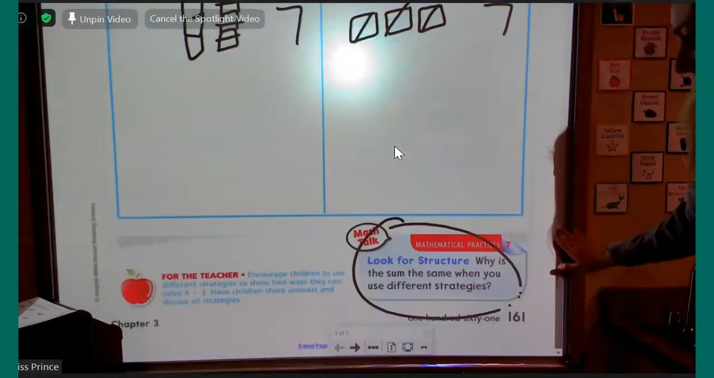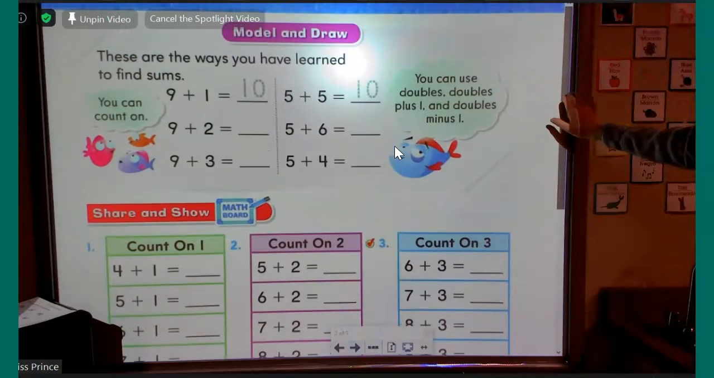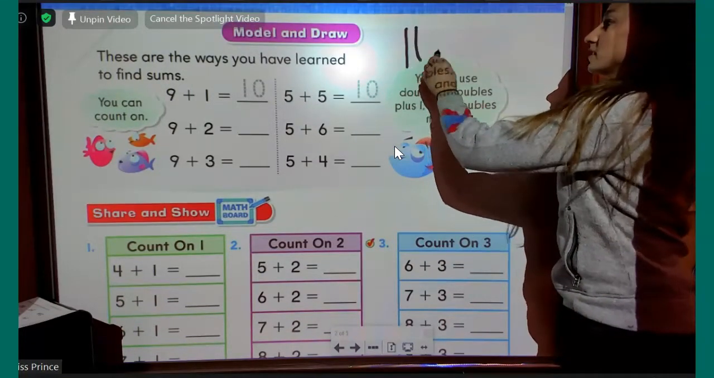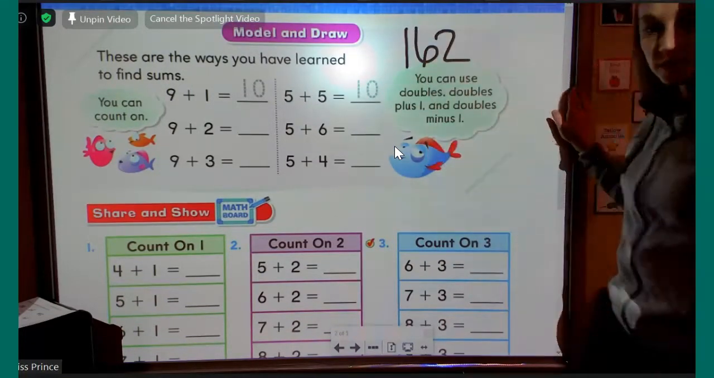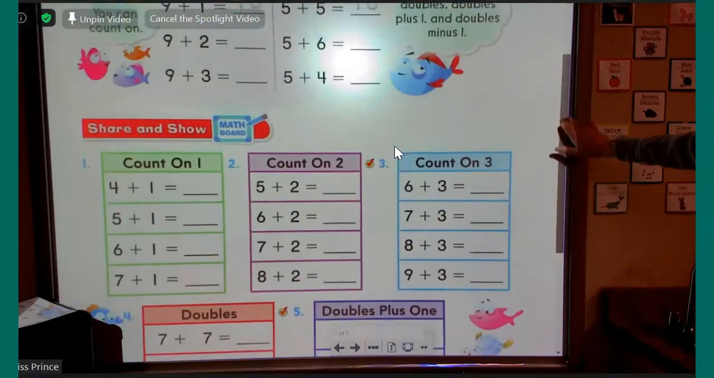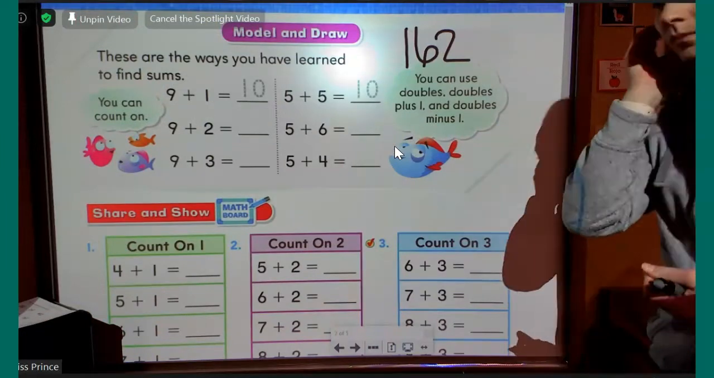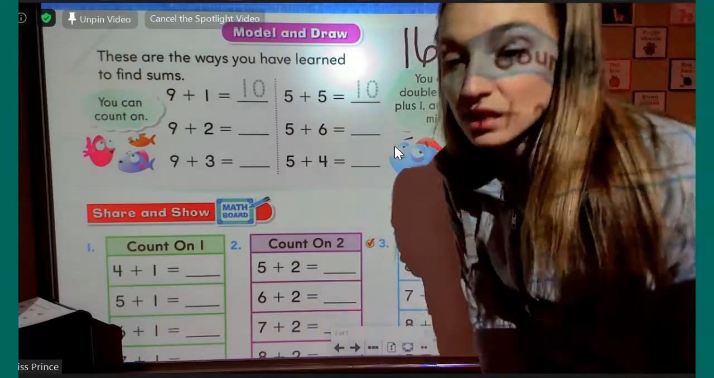All right. I would like for you guys to go to the next page. It is page 162. It looks like this. 162. Here's the whole page. And this one has a lot of work.